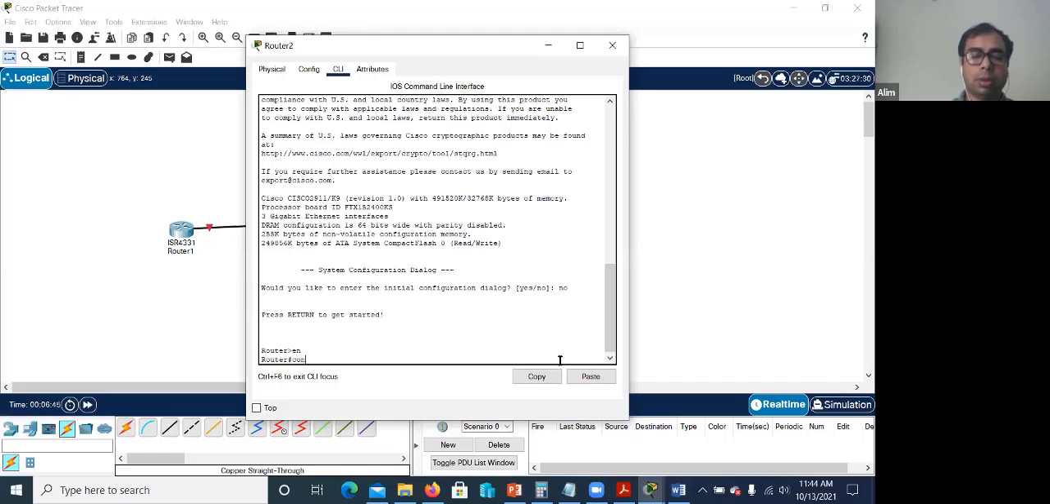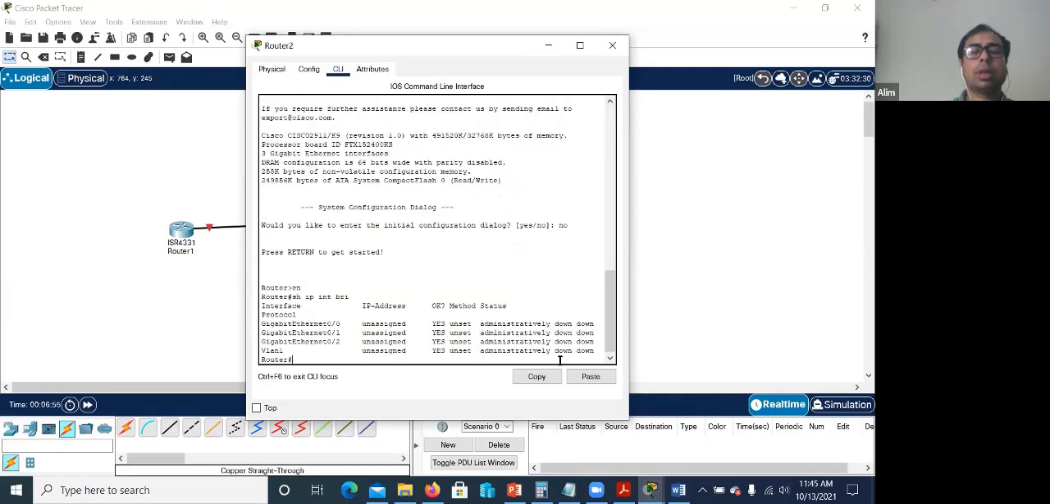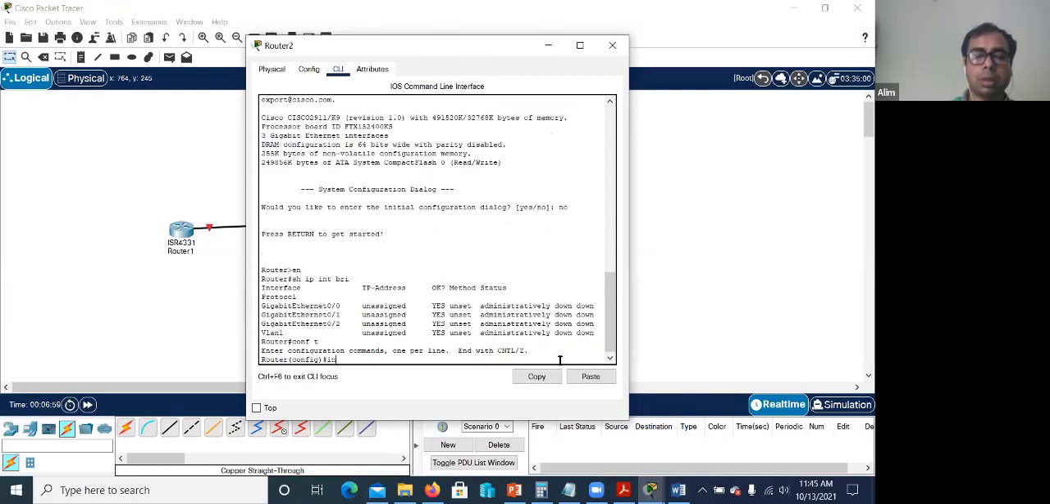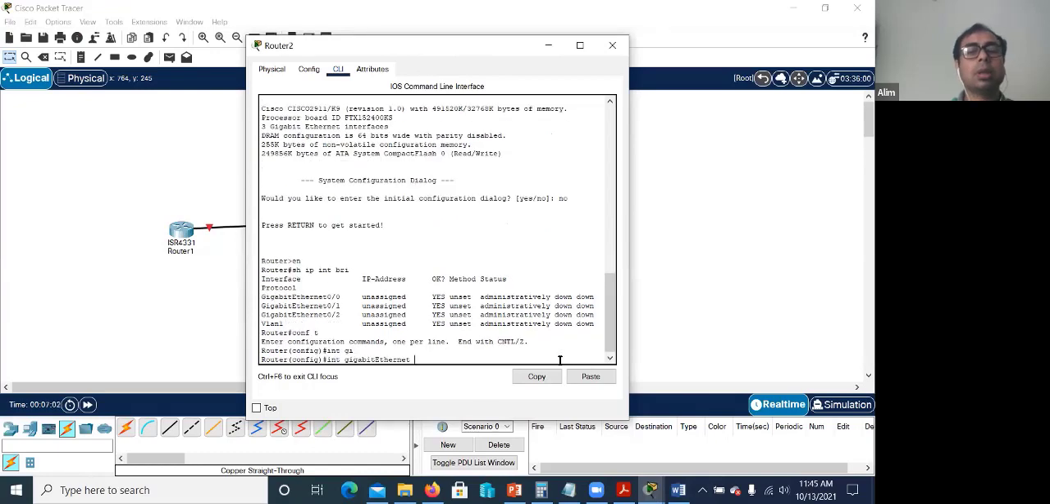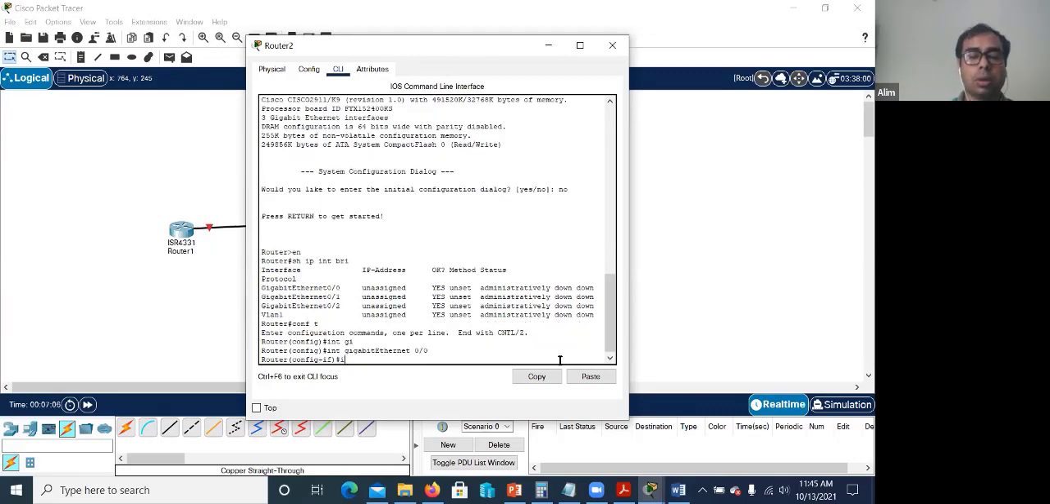Here is the configuration. At first, you can check the interface name. Interface IP interface 3. Interface 0. Okay. IP address. So I have copied the command.